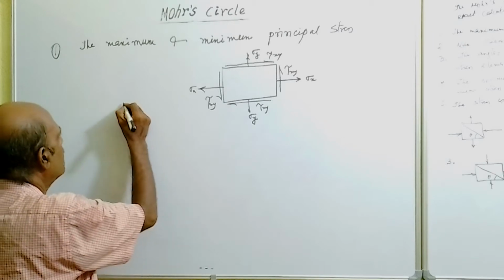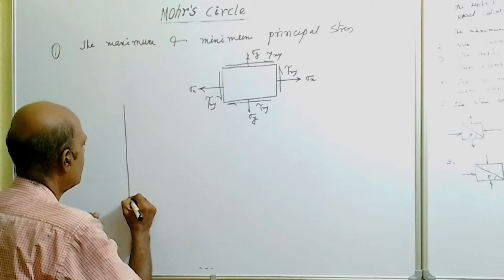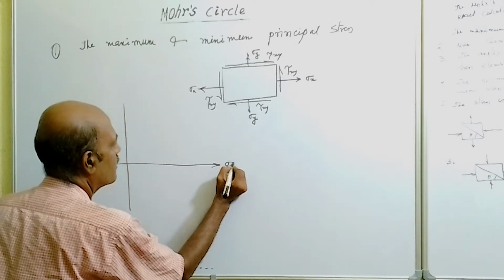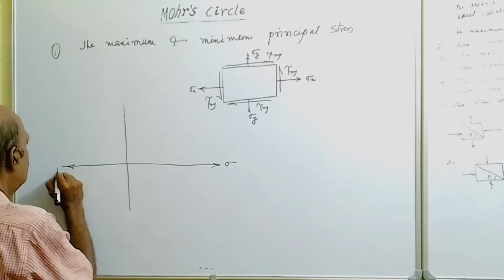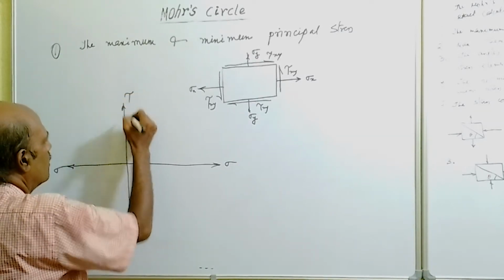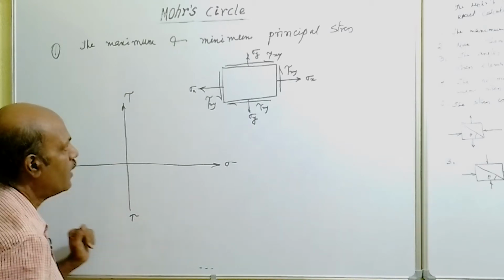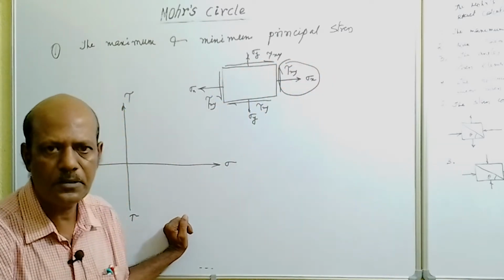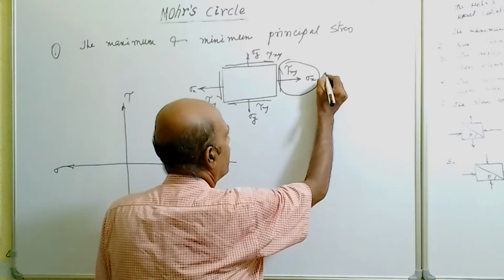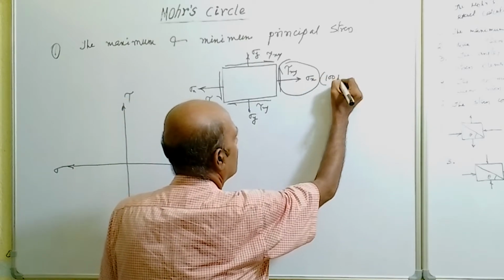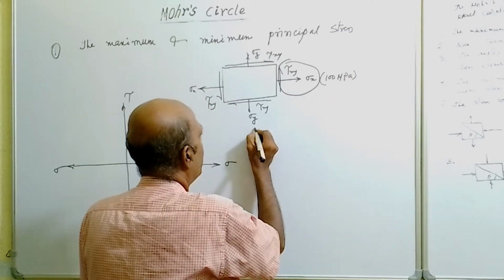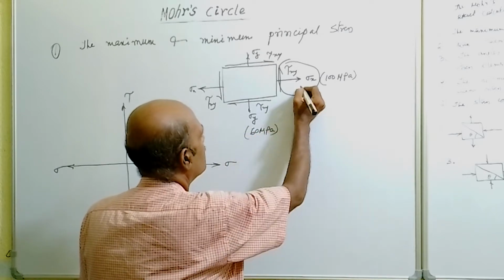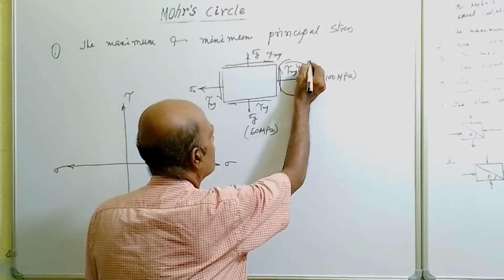For this, first draw the Mohr Circle. We have the idea of how to draw the Mohr Circle. Draw two axes, the sigma axis and the tau axis. Now first plot the x face point, the stresses acting on the x face. For the time being, consider sigma x is 100 megapascal, sigma y is 60 megapascal and tau is 40 megapascal.